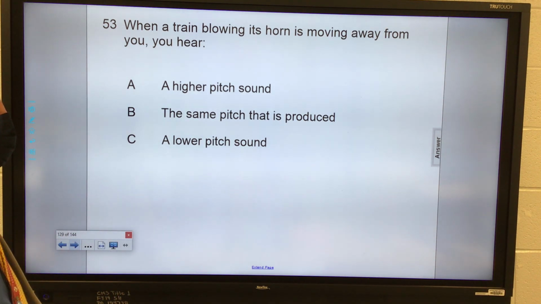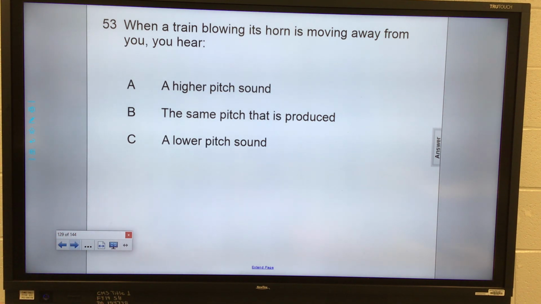Okay, when a train blowing its horn is moving away from you, you hear what? A higher pitched sound, the same pitch, or a lower pitched sound? It's okay to be wrong. Jaleel? I need you with me here.